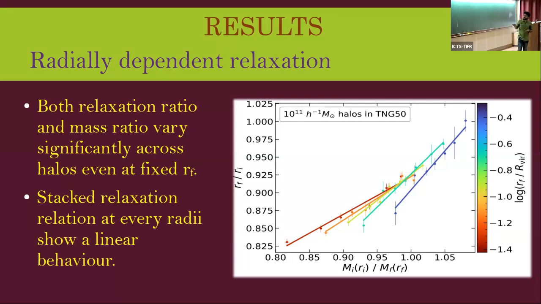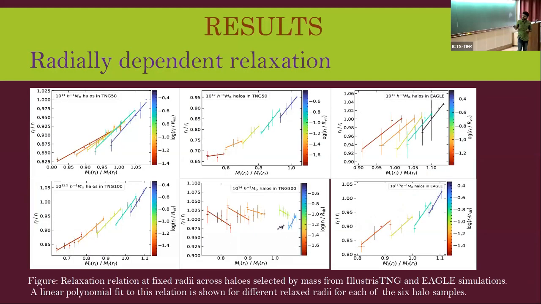So here you see that at an Mi by Mf of around 0.98, for different radii, the relaxation ratio is different, and at each radius it's well fit by a linear relation. And we again checked that across different mass scales in different halos, and we find that in all the cases the behavior is very different, but in all the cases the linear model gives a good fit.